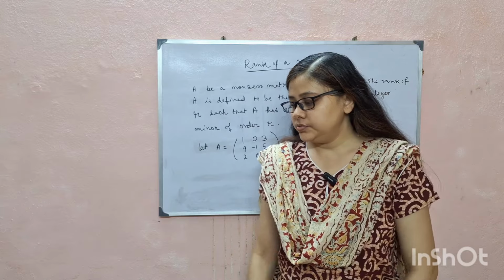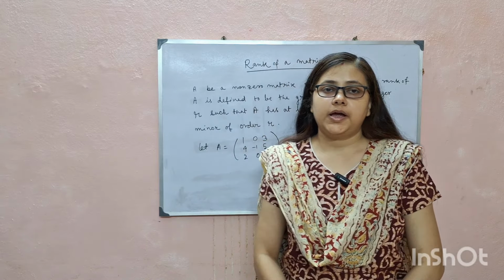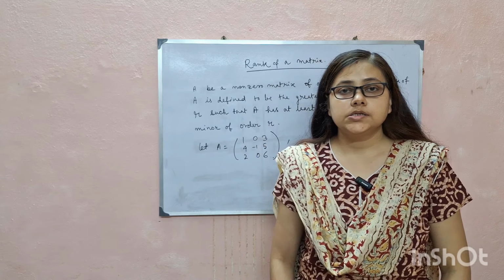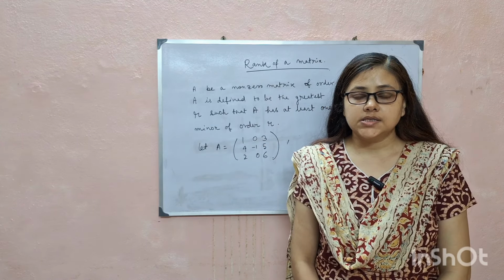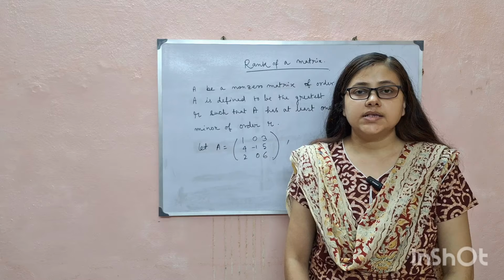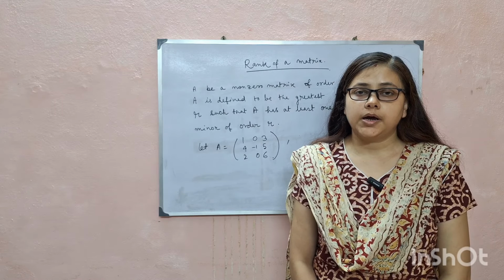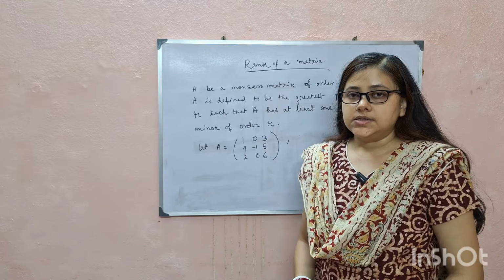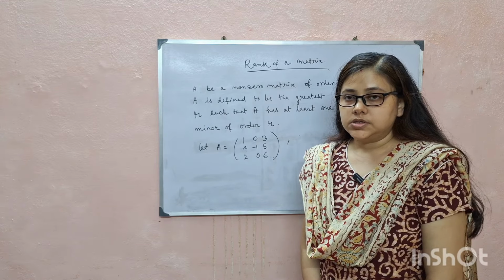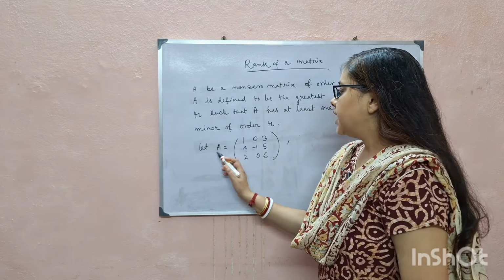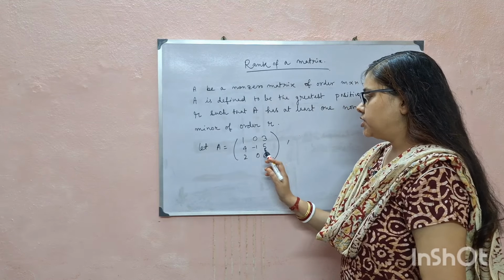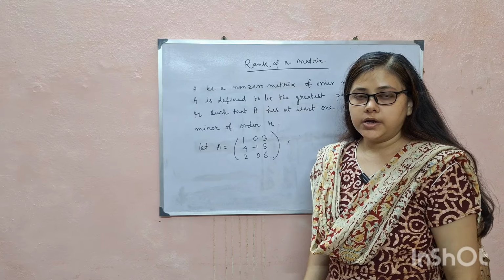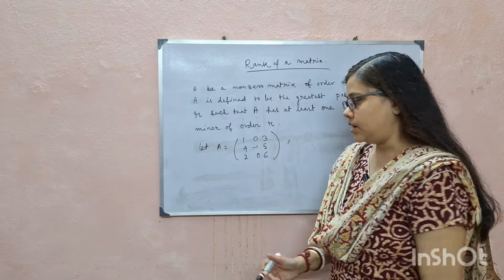Now I am coming to the definition of the rank of a matrix. The rank of a matrix is defined to be the greatest positive integer R such that the matrix A has at least one non-zero minor of order R. I am giving you an example to clear our conception. Suppose A is a matrix like this: 1 0 3, 4 minus 1 5, 2 0 6, and we will have to find out the rank of this matrix A.